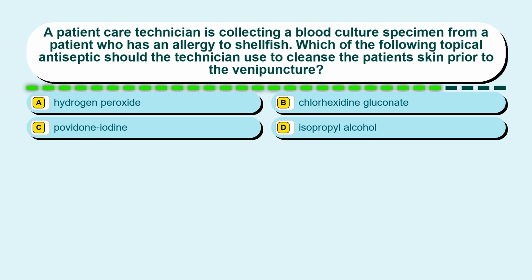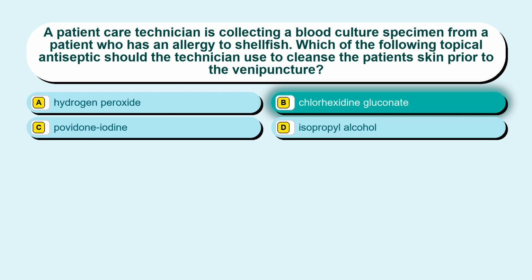A patient care technician is collecting a blood culture specimen from a patient who has an allergy to shellfish. Which of the following topical antiseptics should the technician use to cleanse the patient's skin prior to the venipuncture? Option A, hydrogen peroxide. Option B, chlorhexidine gluconate. Option C, povidone-iodine. Option D, isopropyl alcohol.